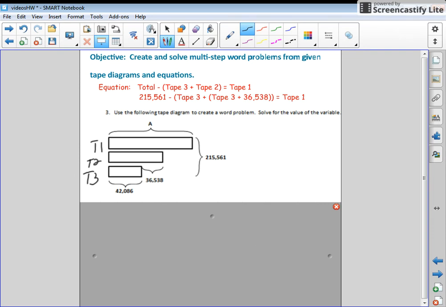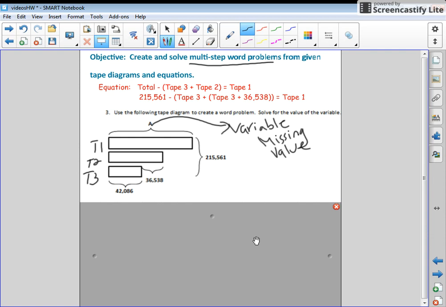I know, because of my objective, that I have to create a multi-step word problem from the given tape diagram and the equation. And if you look at our equation, we have a total. We're going to have to subtract out tape 3 and tape 2 to find tape 1. Tape 1 is our missing piece, and that's why it's represented with the variable A. So here's our variable. It's our missing value, and what we're ultimately going to have to solve.